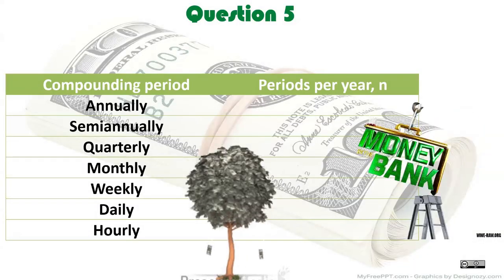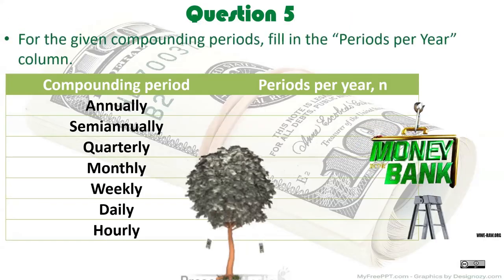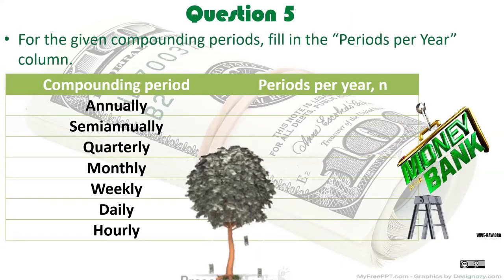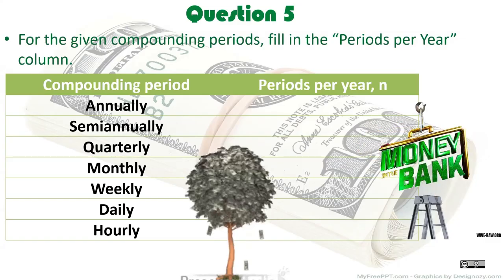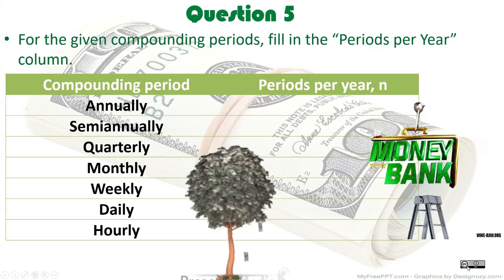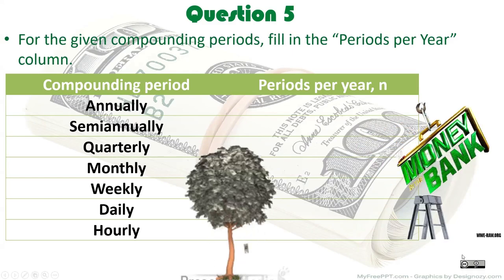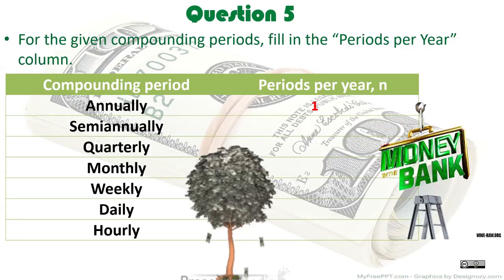In question number 5, we are now going to look at various definitions for the given compounding periods. So we want to fill in the periods per year in each column because this is going to become important in our questions in the future. So annually, when we say something is annual, we mean 1 year, or n is equal to 1 from our formula in the previous video.